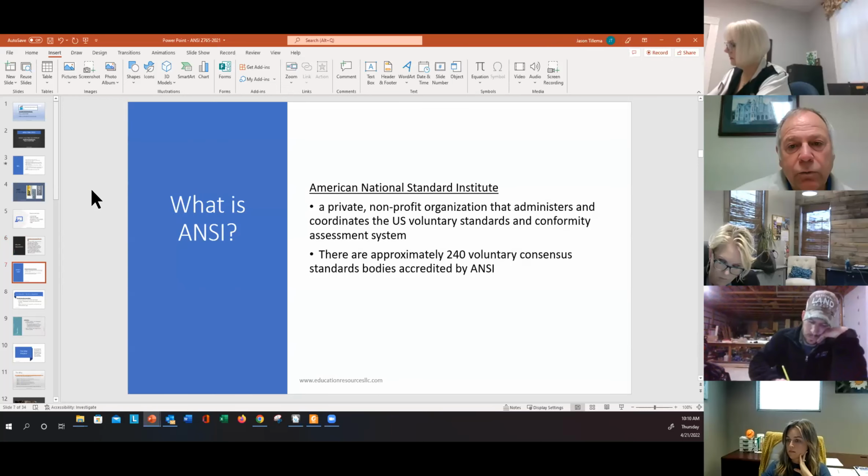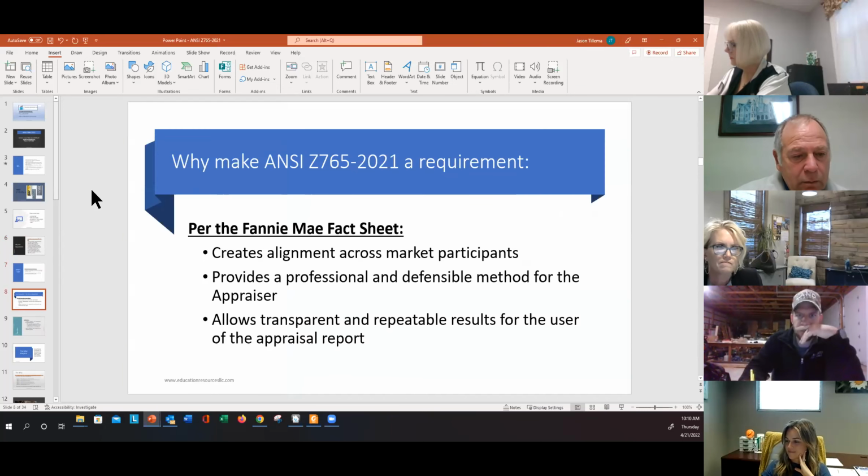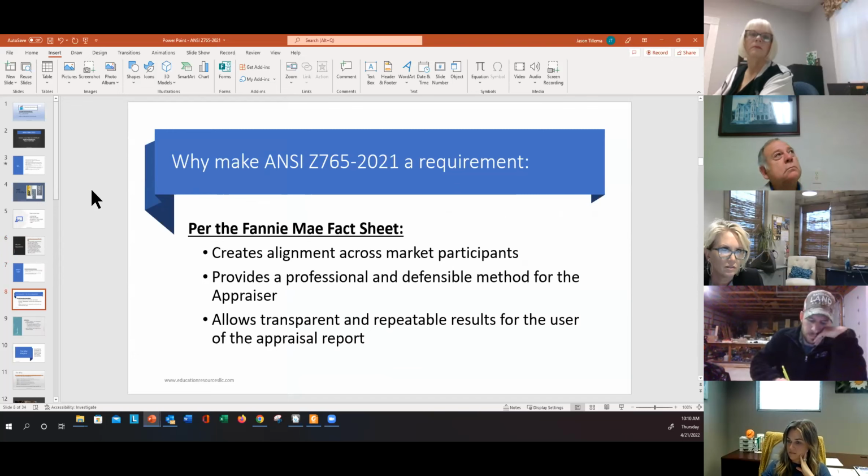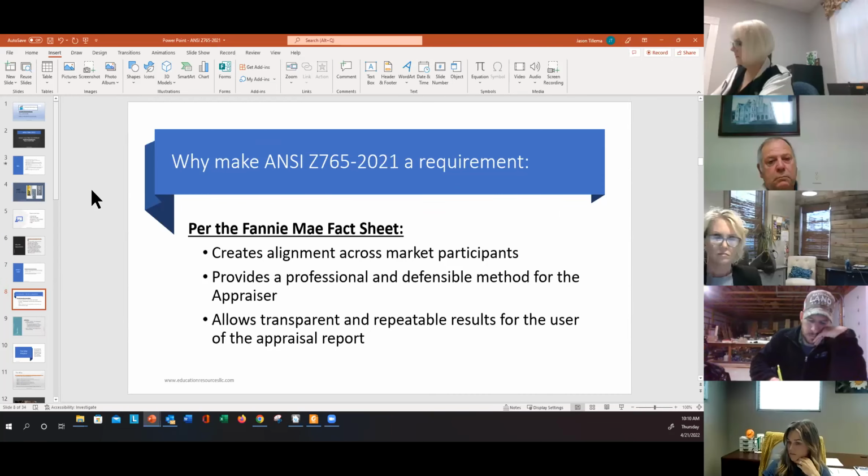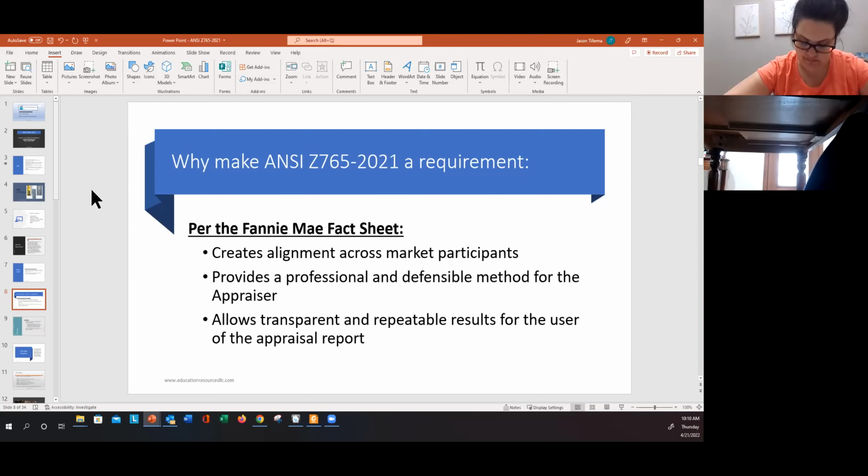Oh, I did have that in there, Amy. So there's the ANSI standard, or ANSI again. Fannie Mae does have a fact sheet out there. You guys can Google this if you want to get a copy of it. Just Google Fannie Mae fact sheet ANSI. One of the things that they really noted here was that they want to create alignment across market participants. In other words, what they really want to have here is consistency in the way that things are being done. And we'll talk a little bit more about that in a few minutes.